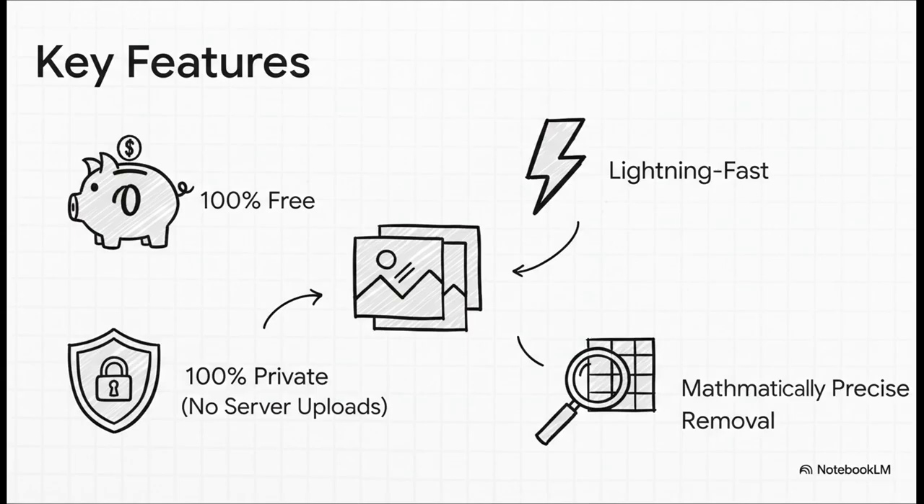So this is the solution, and check it out. It directly answers every single problem we just talked about. First off, it's 100% free. It is lightning fast, and you can even process a whole batch of images at once. The removal isn't some blurry AI guess. No, it's mathematically precise. And maybe the most important part? It is 100% private. Your files never ever leave your computer.